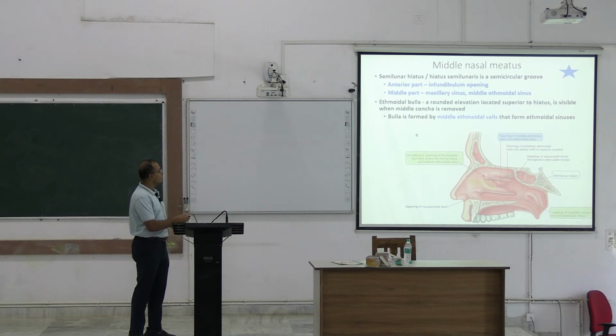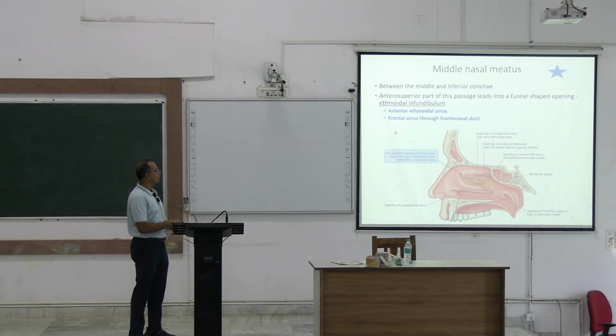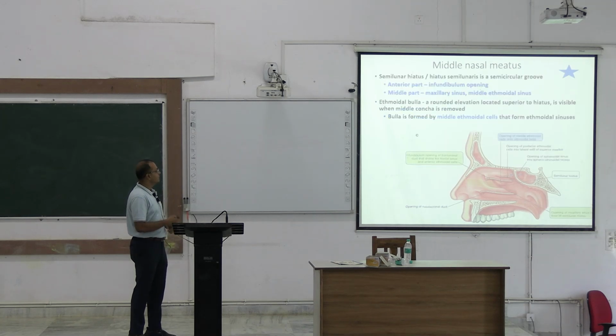The anterior part of this hiatus semilunaris has the opening of the frontal air sinus and the anterior ethmoidal group of air sinuses. Then the middle part, which has the slit in it, has the opening of the maxillary sinus and the middle ethmoidal sinus. Posterior to it, we have a bunch which is elevated, created by the middle ethmoidal cells.